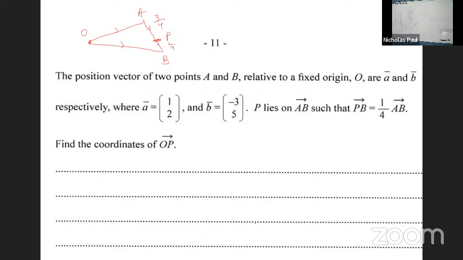And they want you to get OP. So you draw a line from O to P. Let's see what you came up with. They want the coordinates, right? So if you write in the coordinates, don't write it vertically, write it horizontally. Vertically means the vector.